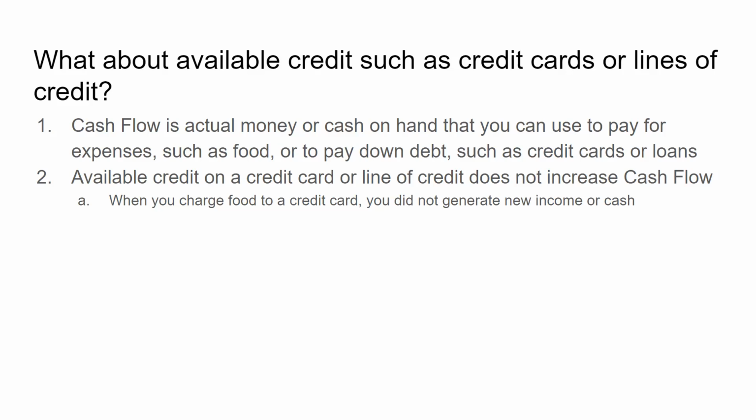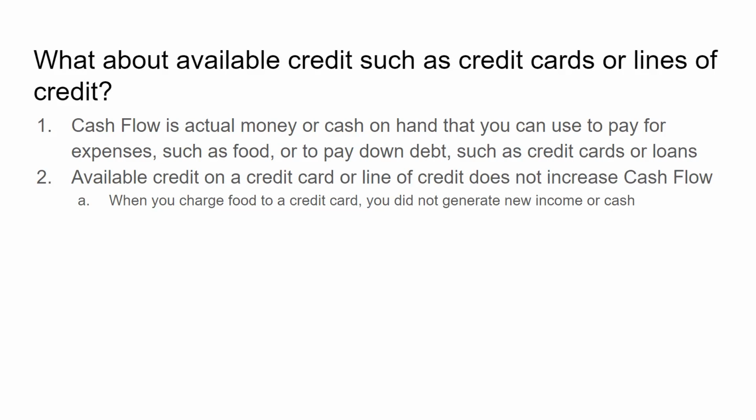I did not generate new income. I do not have any new cash that I can spend freely. And when we say spend freely, we mean buy food or buy a product and not owe for it in the future because I paid cash or whatever, right? Once I pay cash for something, that product is mine. I have no obligation in the future.